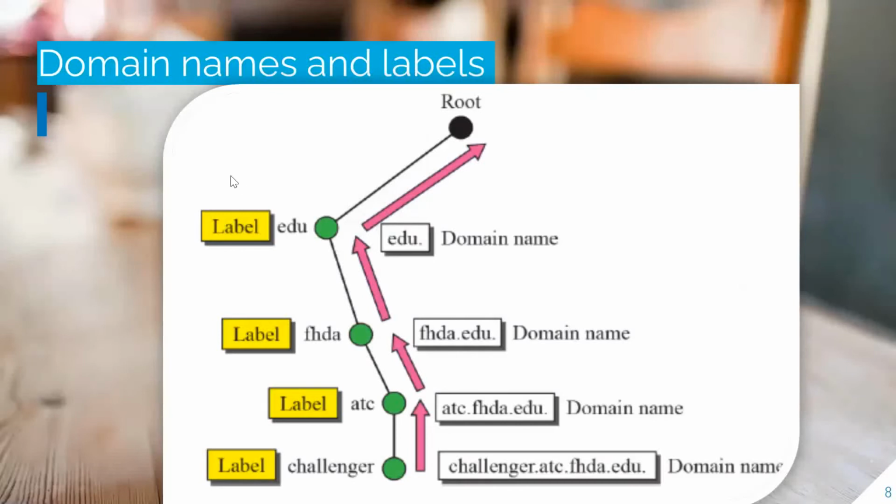Now an example of the domain name and label. As I said, each and every node has a label. For example, edu, fhda, atc, and challenger are the labels. And the domain name is all the labels separated by dots. For example, edu. is a domain name, then fhda.edu. is a domain name, and atc.fhda.edu. is a domain name. Here challenger.atc.fhda.edu. has each label separated by dots. So that is the domain name.